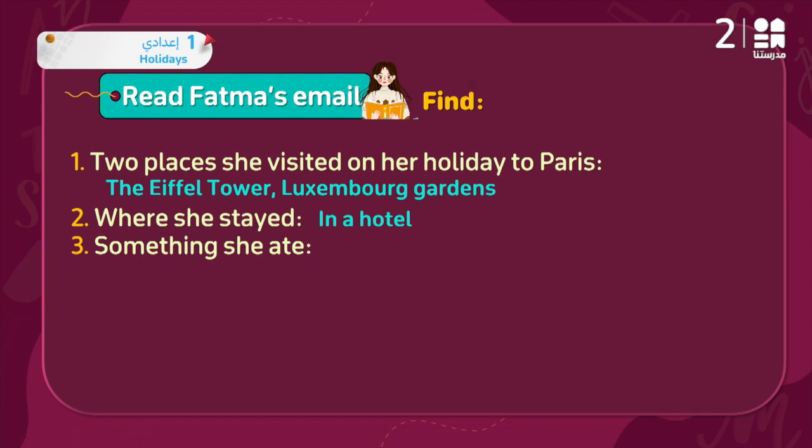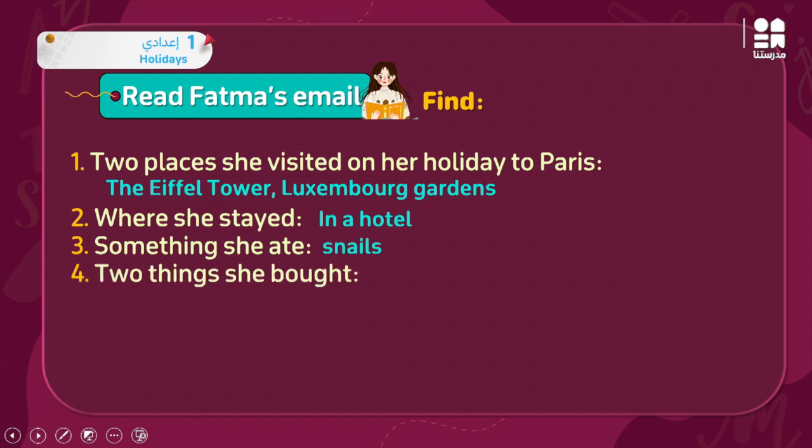Something she ate. She said, I ate a lot of delicious food. Food, for example, I ate exactly snails. السنيلز، أكلت السنيلز. تمام. بعد كده two things she bought. She bought what؟ تمام. She bought a t-shirt and postcards. She bought a t-shirt and postcards. وكمان she bought a souvenir for her friend Azza.